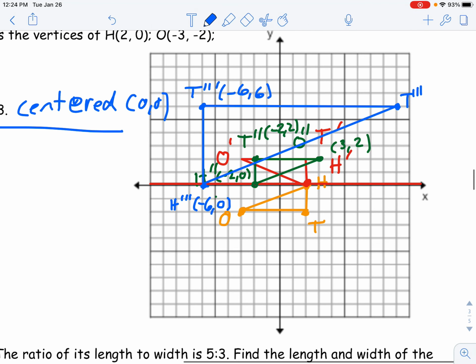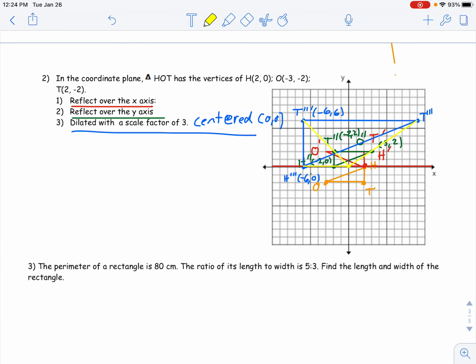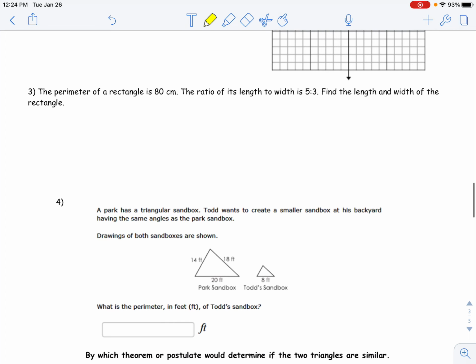And just to emphasize how this is centered back at the origin, after I multiplied all my points by 3, notice how, looking at the green and blue points, they all converge back to the 0, 0, the origin. All right, so that's that right there.